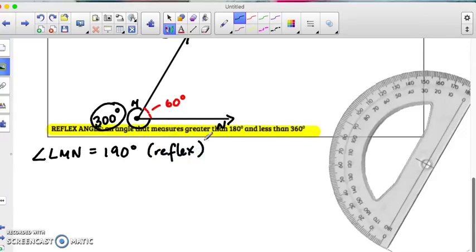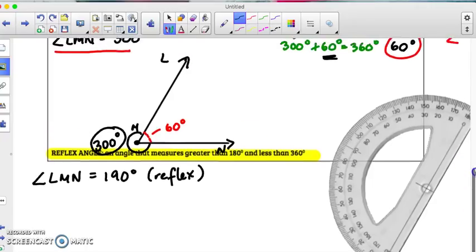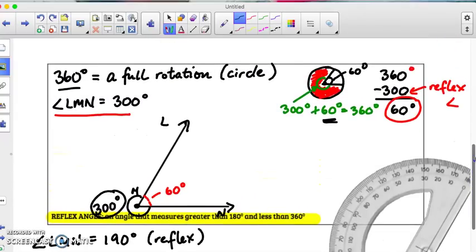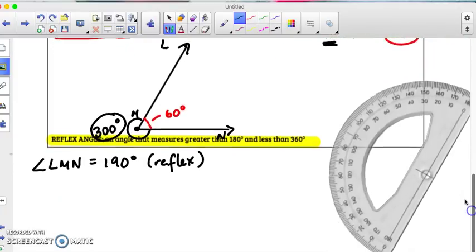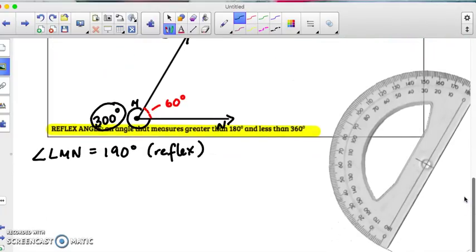Now, here's an option for you. Pause the video and see if you can figure out how to draw a 190-degree angle. Your hint is to look at the previous example of a reflex angle. You're using the same strategy and the same process, but this time I want you to draw a 190-degree angle. So pause the recording now before I go over what to do.